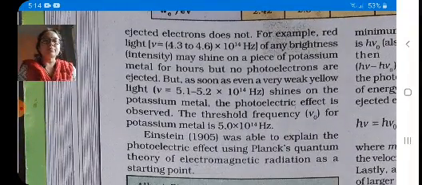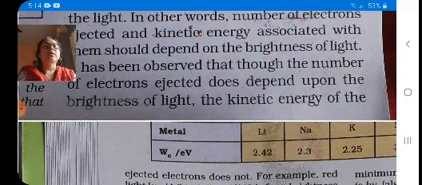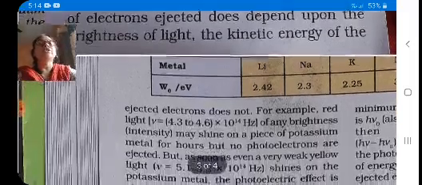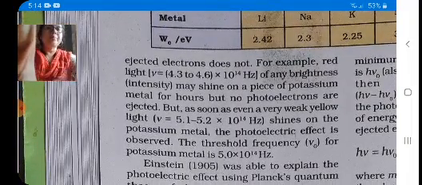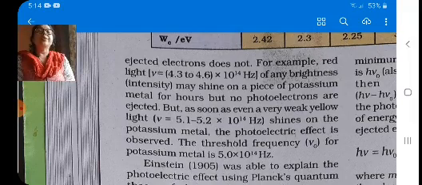What was the sentence? The sentence was that though the number of electrons ejected depends upon the brightness of light, the kinetic energy of the ejected electrons does not. So for example, you can see the example, red light.